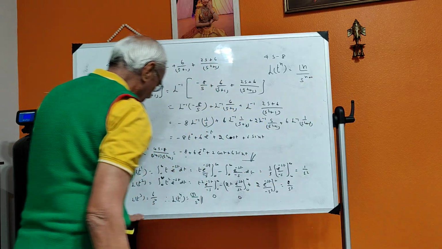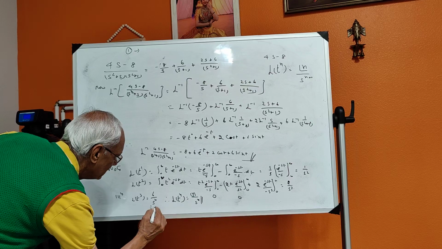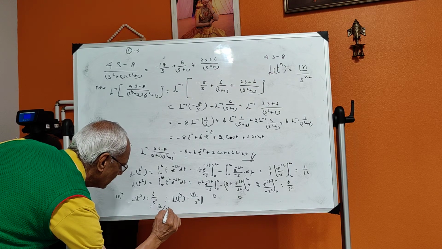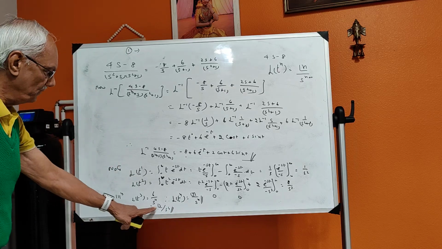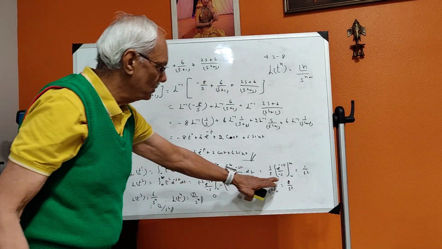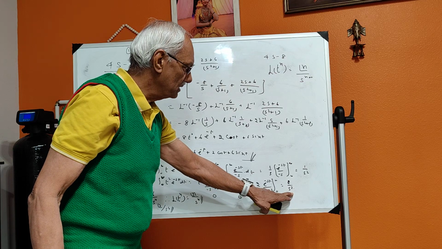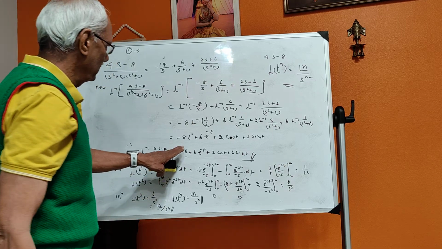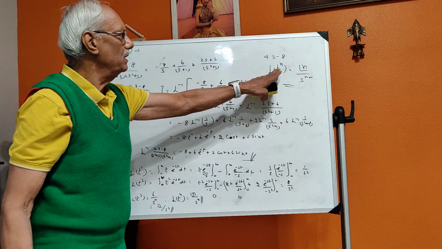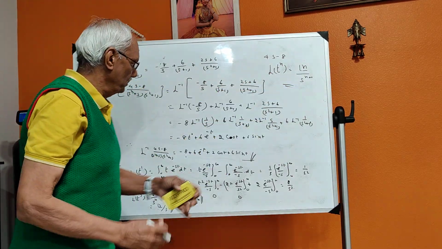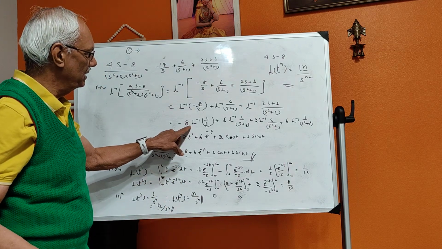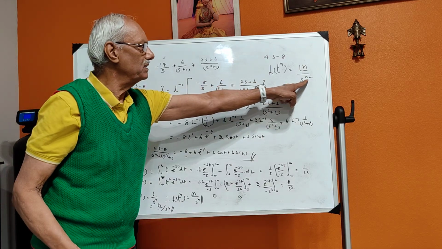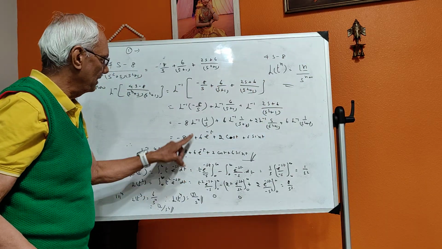So you just see that this is nothing but 3 factorial divided by s to the power of 4. This is 3 factorial divided by s to the power of 4. This is 2 factorial divided by s to the power of 3. See, I am using this idea here. So you put n equal to 0 here. 0 factorial is 1. So t to the power of 0, 0 factorial is 1, and in the case of n, you put 0, therefore you are getting 1 by s.